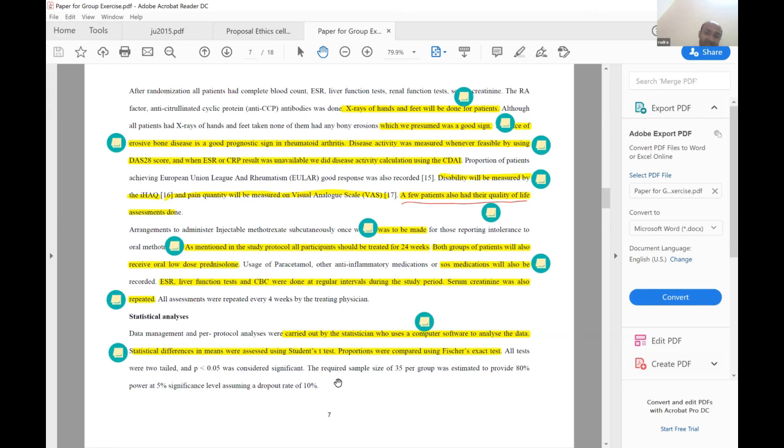The sample size calculation, maybe we could add in a separate section. So I think those are my issues with this method section. Thank you.